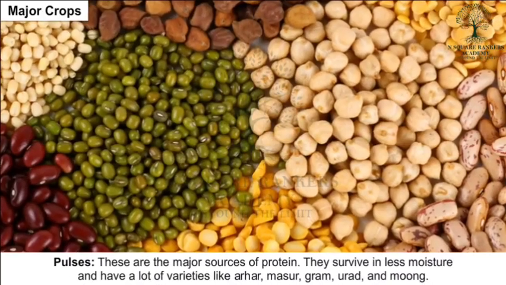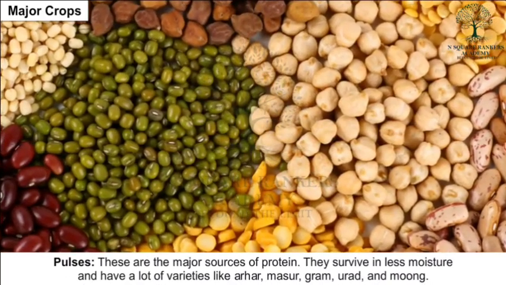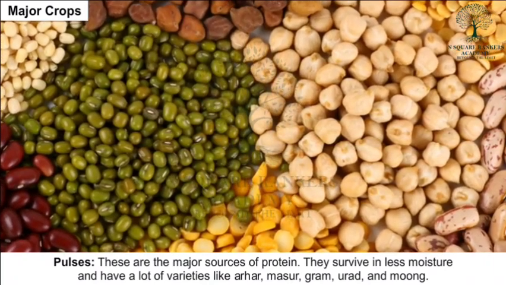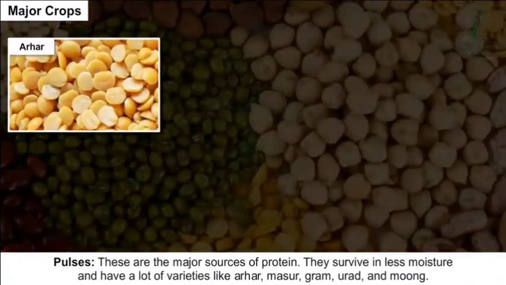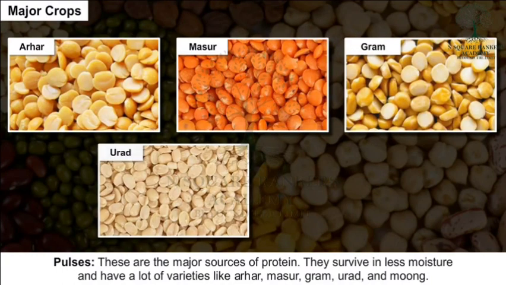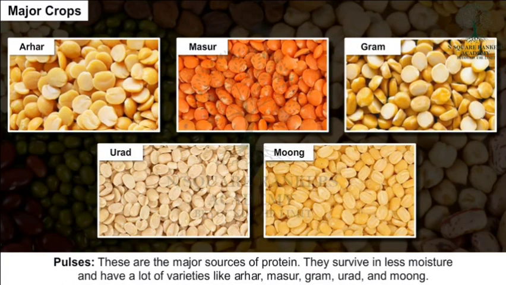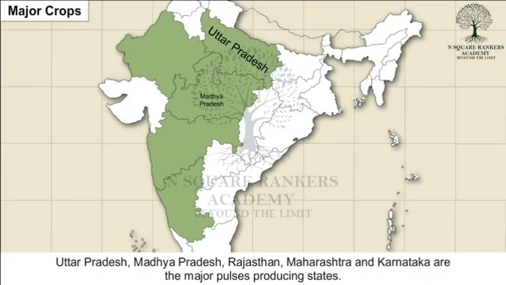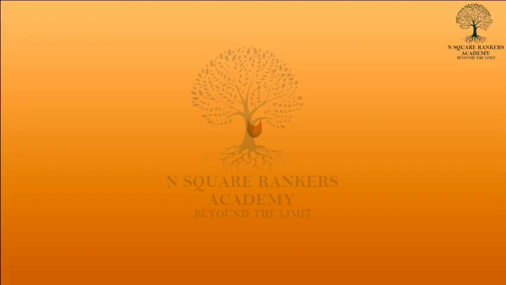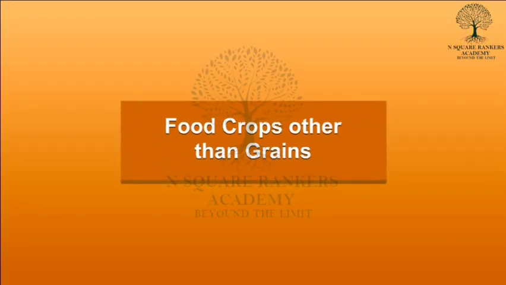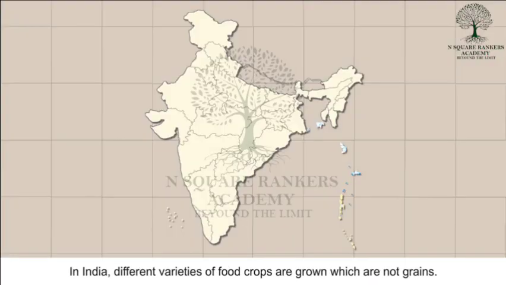Pulses. These are the major sources of protein. They survive in less moisture and have a lot of varieties like arhar, masoor, gram, urad and moong. Uttar Pradesh, Madhya Pradesh, Rajasthan, Maharashtra and Karnataka are the major pulses producing states. Food crops other than grains. In India, different varieties of food crops are grown which are not grains.